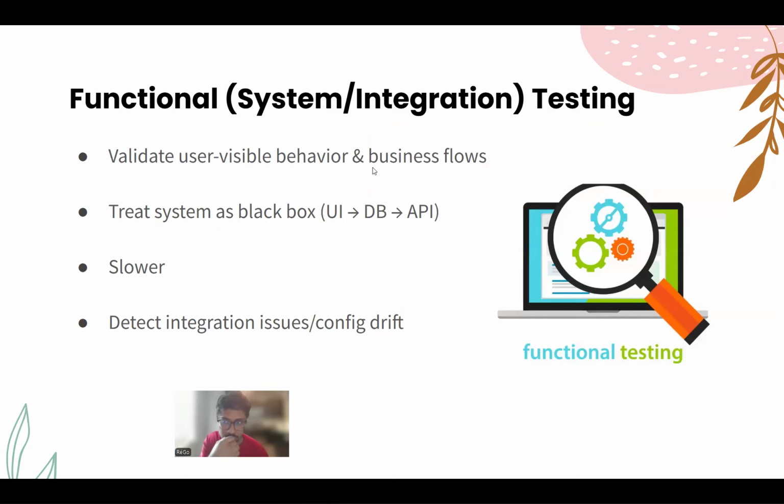Now, we come to functional testing. So what exactly is functional testing? It validates user behavior and business flows. It's used to test the entire system, the entire workflow, and how it works. It treats the system as a black box and tests the functionality. It's much slower as a result, so you cannot easily add it to your CI/CD pipeline and trigger it every time you push.